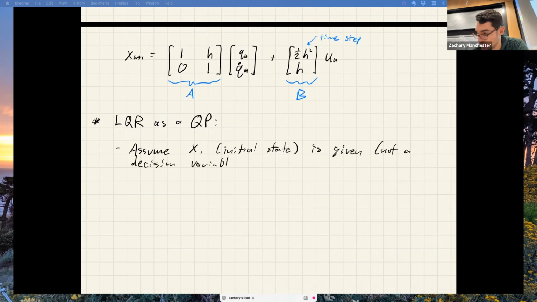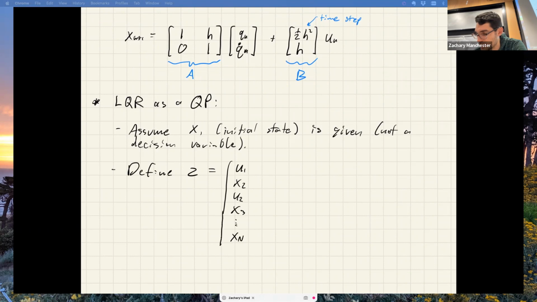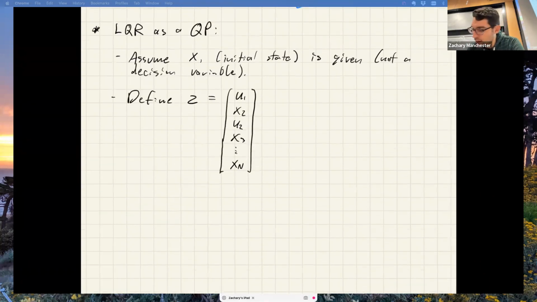And then we're going to stack up all of the u's and x's for the whole trajectory into one big vector, and we're going to call that z. Here's what that looks like. We're going to have u1, x2, u2, x3, dot, dot, dot, all the way to xn. I'm just stacking up all the u's and x's over the whole trajectory into one big vector. So that's your decision variables now.